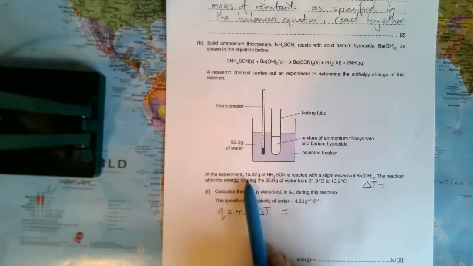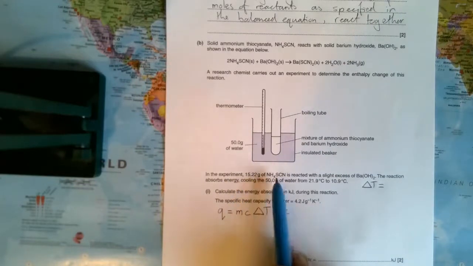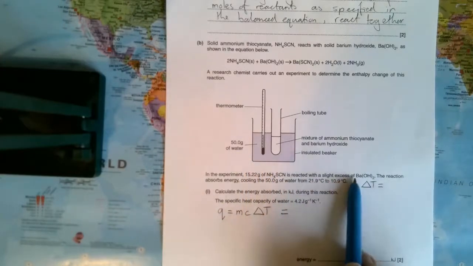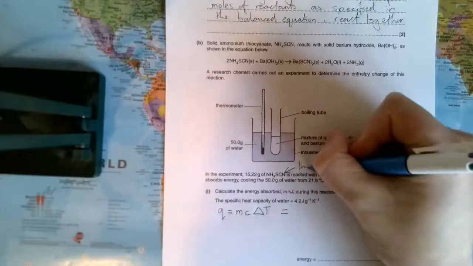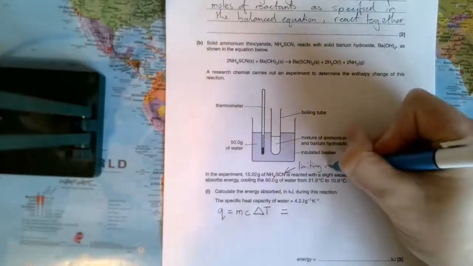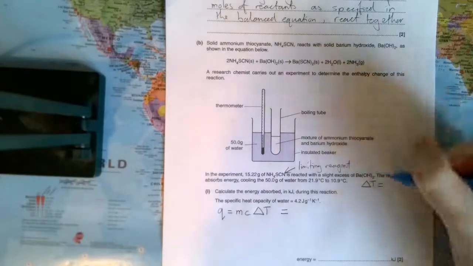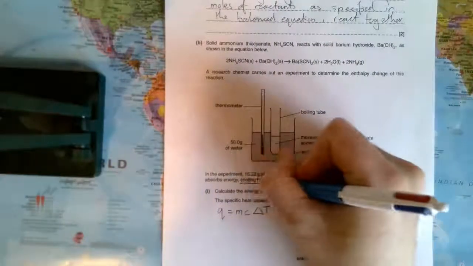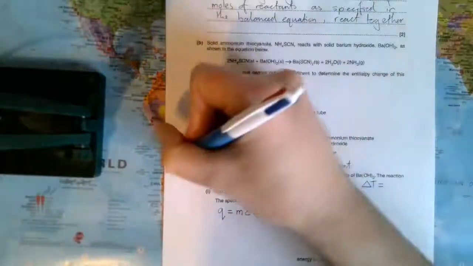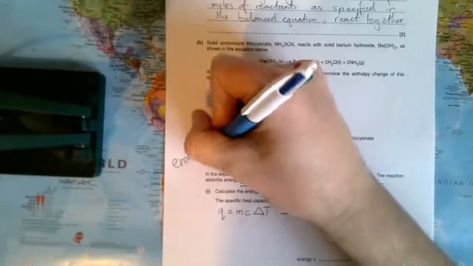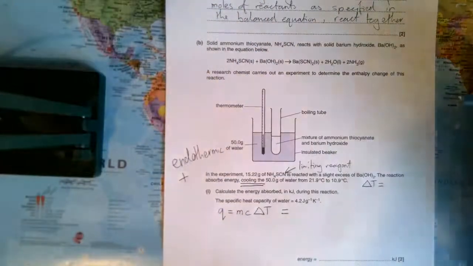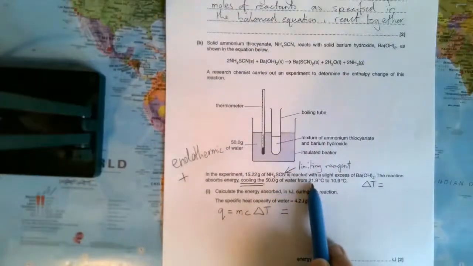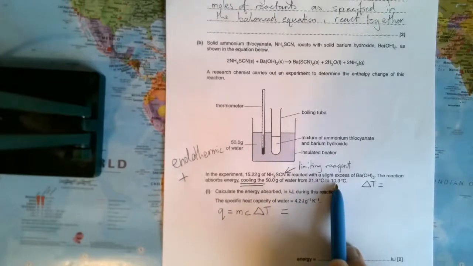It's worth noting as you go through all the bits, okay, we've got a mass of one of the chemicals, we've got a mass of water, slight excess here, great, so this is the one that is the limiting reagent, okay, good, and then it absorbs energy, cooling. Okay, so we need to remember that one for later on. This is endothermic, and that means that we're going to have a positive sign later on. And they tell us the temperature of the water at the start and the temperature afterwards.